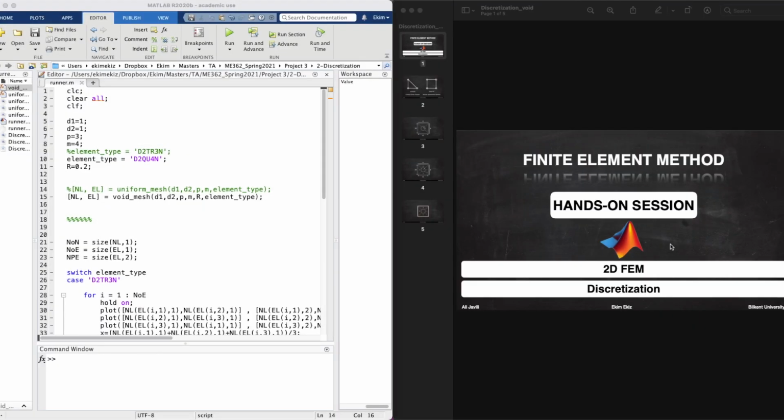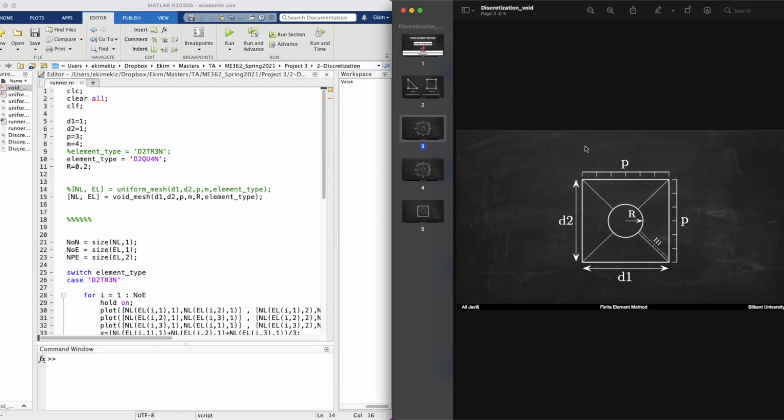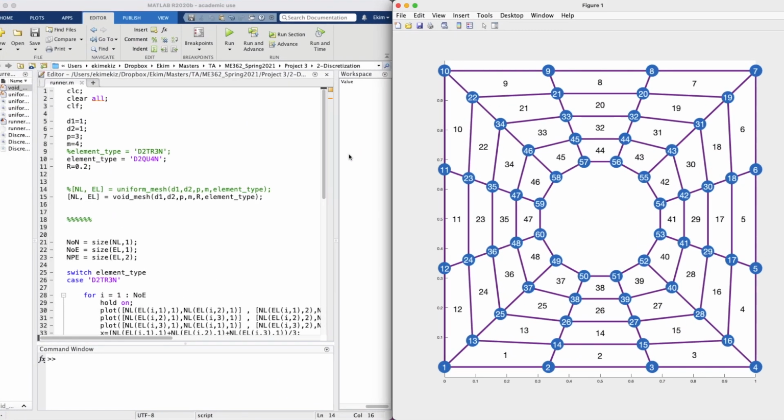Let's move on to the generation of our voided mesh. So now we will have again a rectangular mesh, a domain that also has a circular void inside. So it will be again d1 along its width and d2 along its height. And we will divide it into p elements along both its height and width this time. But the difference is now we divide it along its diagonal into m elements. Okay. And the end result we want to have is this.